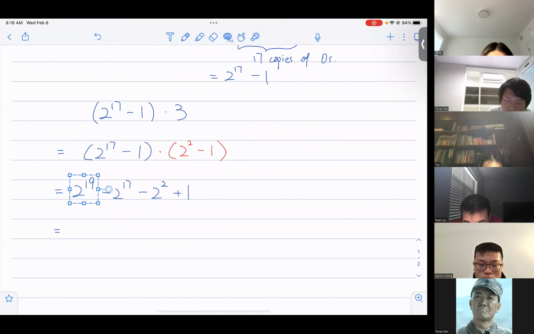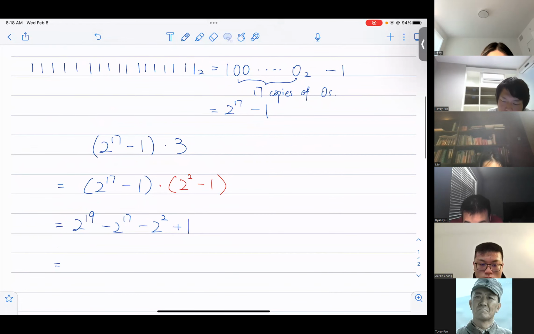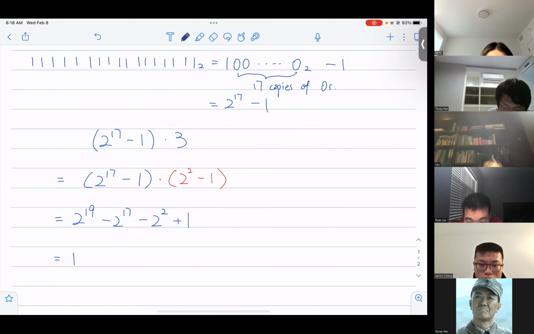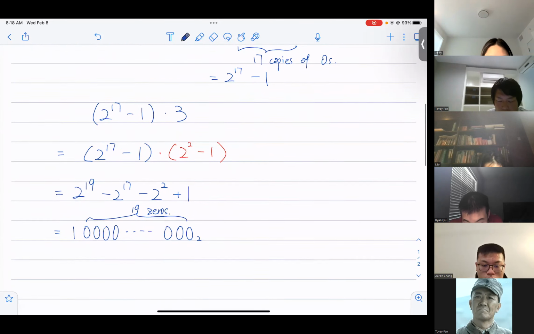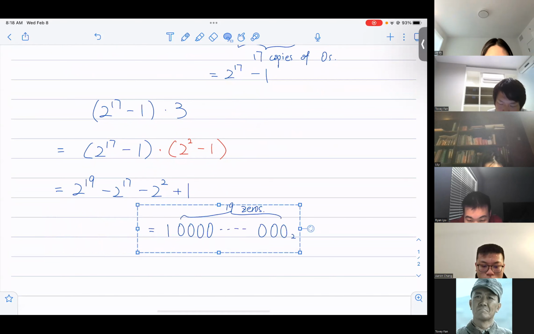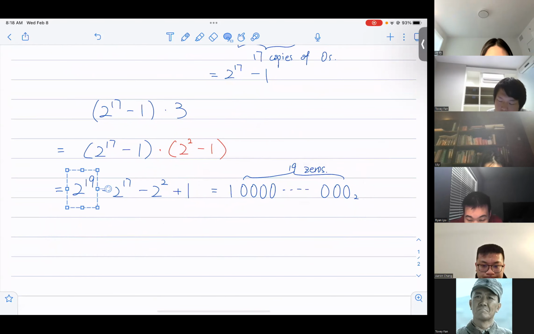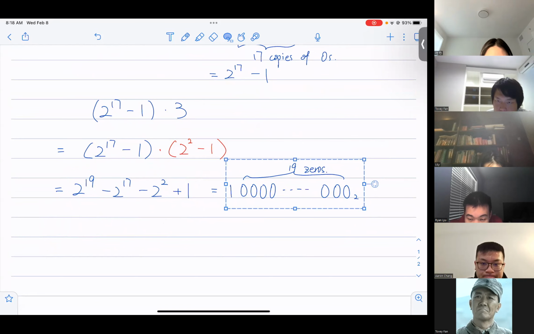So the first one, 2 to the 19th. Again, 2 to the 17th means that you have 17 zeros after the 1 in a binary system. So 2 to the 19th means that you have 19 zeros, right? So 1 followed by 19 zeros. I'm just going to skip these. Here we have 19 zeros. Okay, so the first number is 1 followed by 19 zeros in base 2.